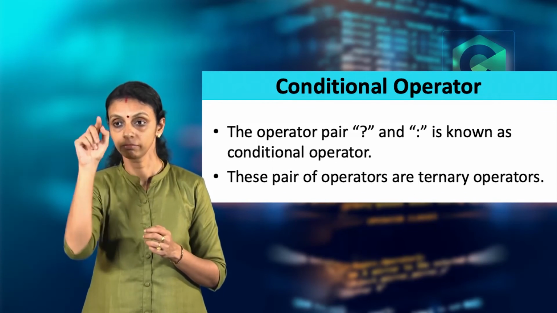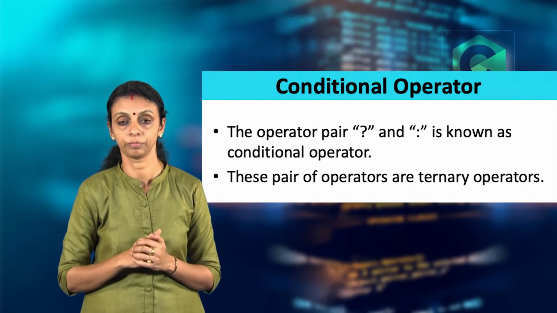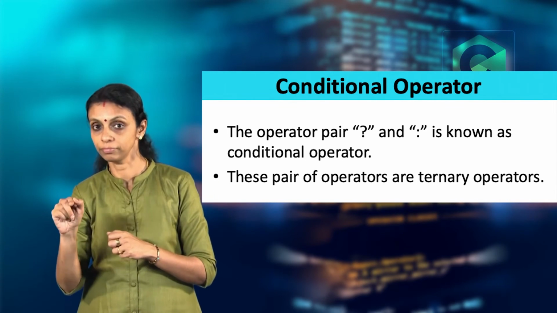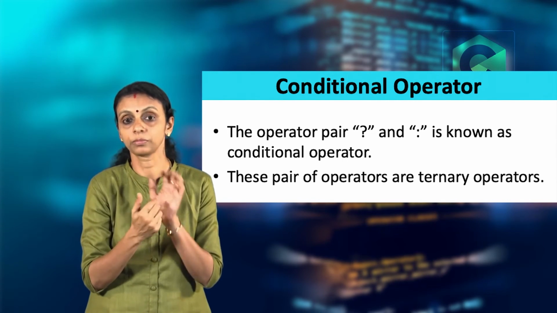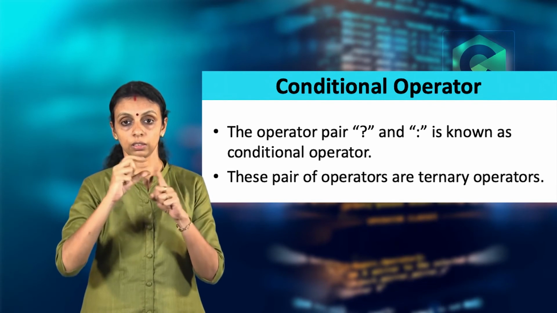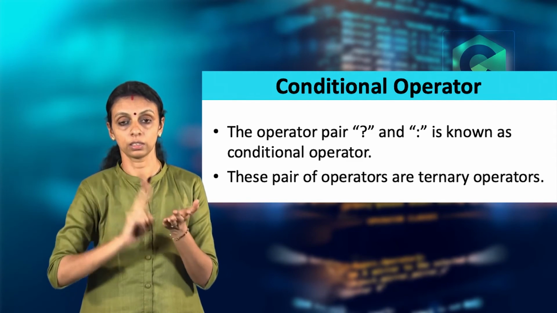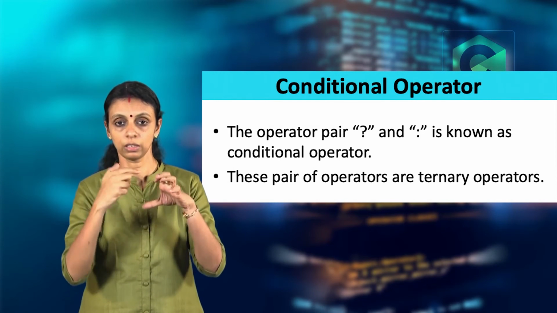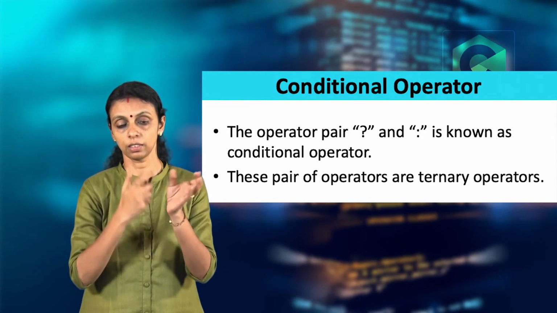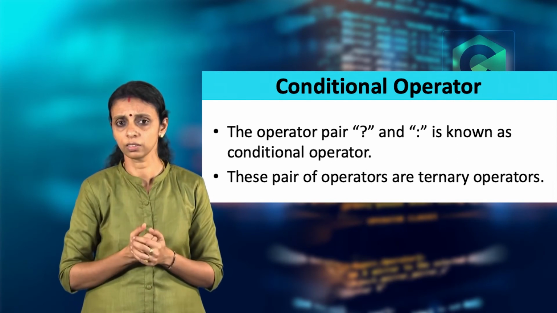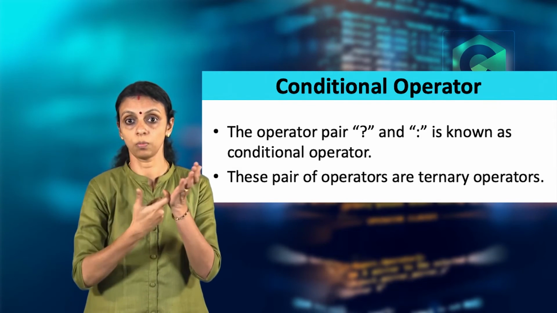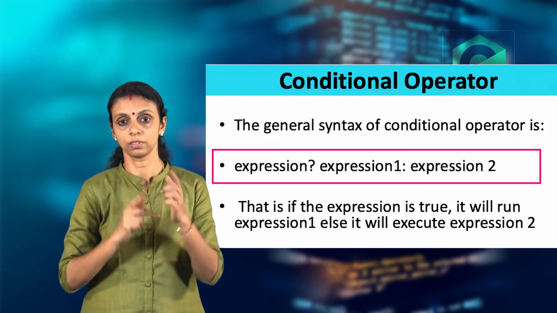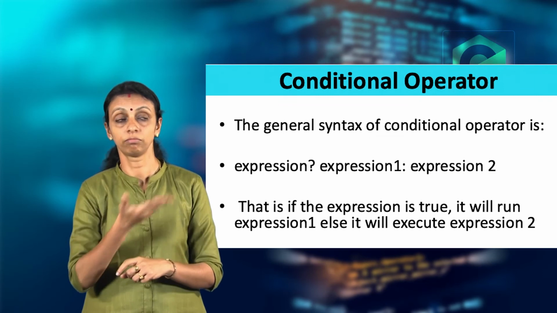Conditional operator. The operator pair this and this is known as conditional operator. This pair of operators is a ternary operator because 3 operands are there. The general syntax of conditional operator is this.